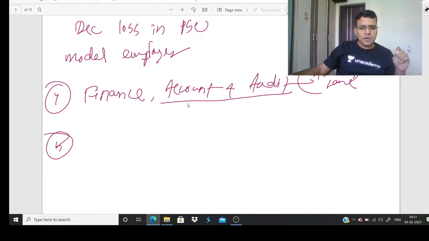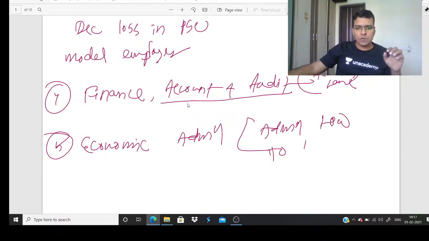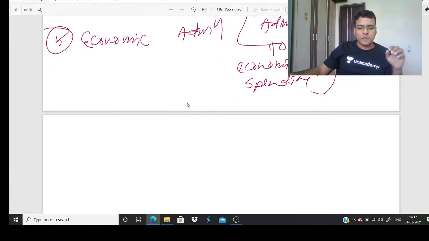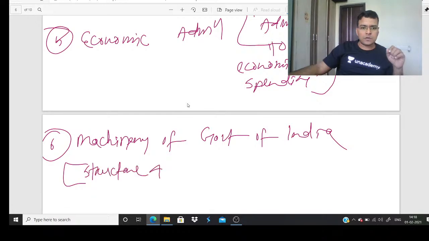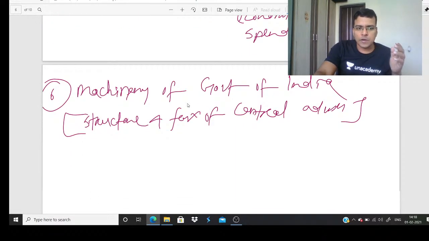The fifth is economic administration. That means in administration, how to be economical in spending. That was the fifth report. Next, machinery of Government of India. That means the structure and function of central administration. This was given importance by the first ARC.